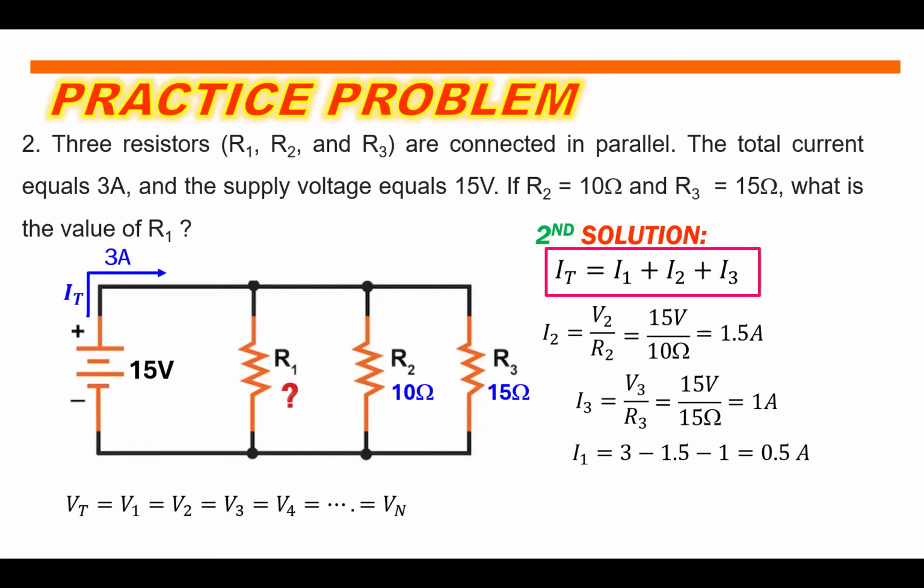Since we already have the value of I sub 1, using Ohm's law, R sub 1 is equal to V sub 1 over I sub 1. Then substitute the values, and the value of R sub 1 is simply 30 ohms.